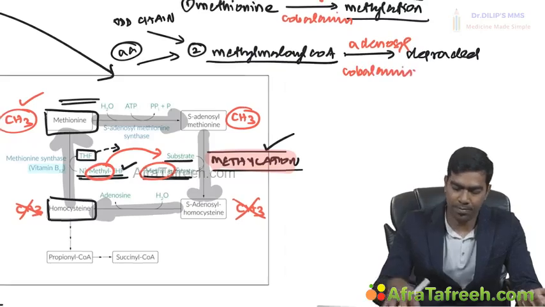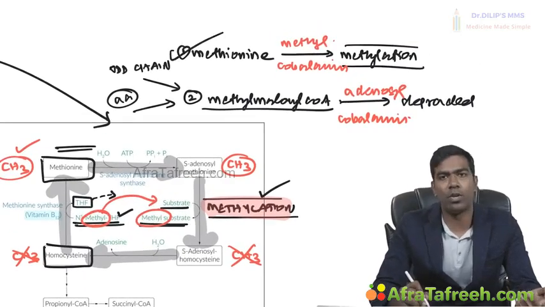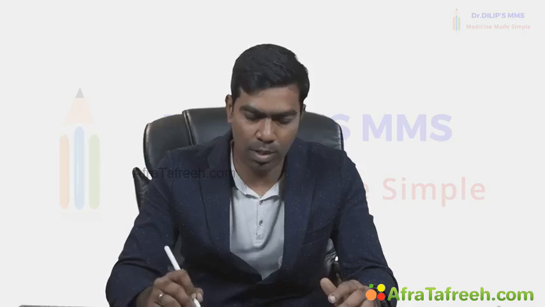So you need methylcobalamin for the methionine cycle, and you need adenosyl cobalamin for the methyl-malonyl-CoA cycle. So both these things are of paramount importance. So these are the important functional activities of B12.